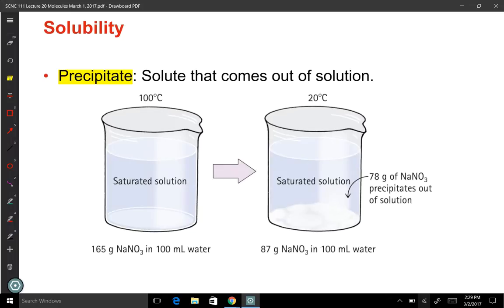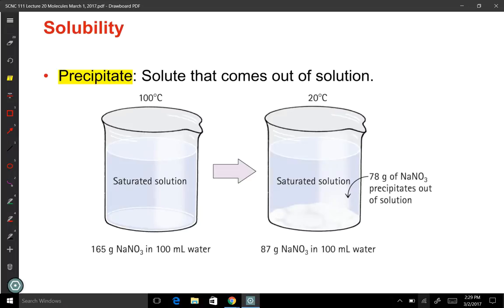One of your tests is to put in a chemical and see if it precipitates. See if it has a solid that forms from that. And so this example here is just cooling sodium nitrate that's dissolved in water.